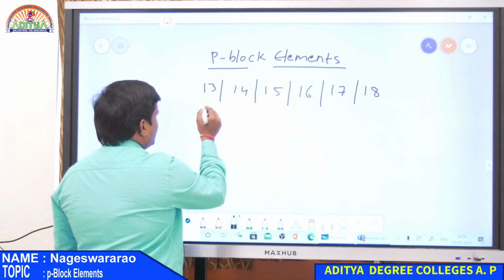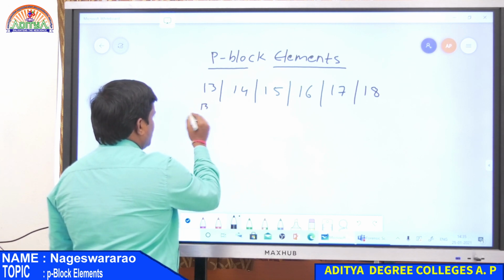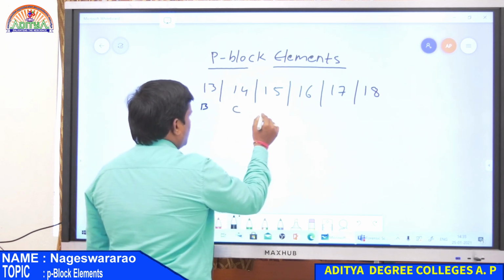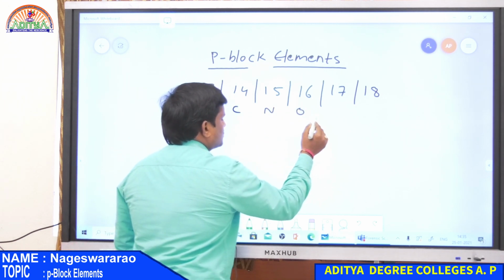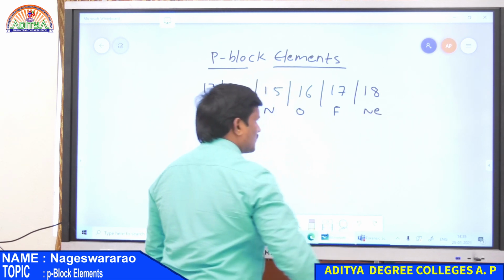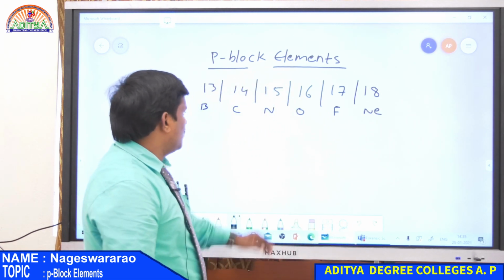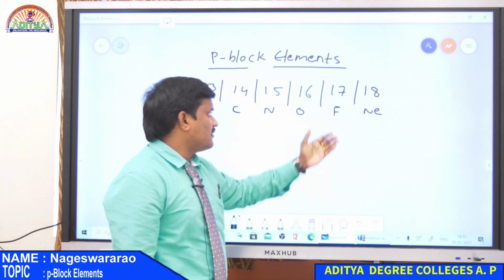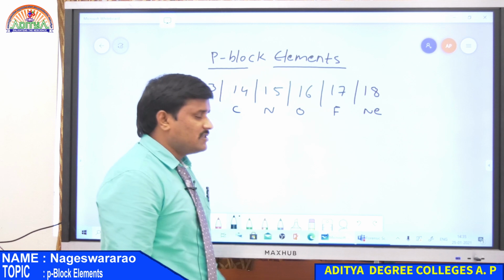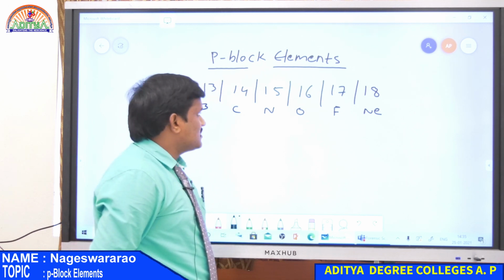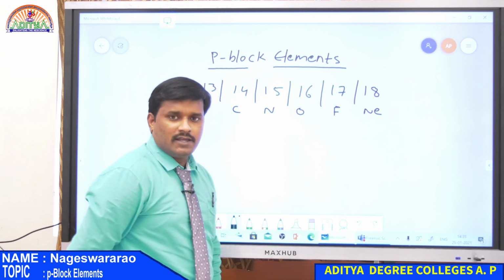So where 13th group is the boron family. Next carbon, nitrogen, oxygen, fluorine and neon. So all these are p block elements. So this is 13, 14, 15, 16, 17, 18. In all these groups the last electron enters into p orbital. That is why all these are examples for p block elements.